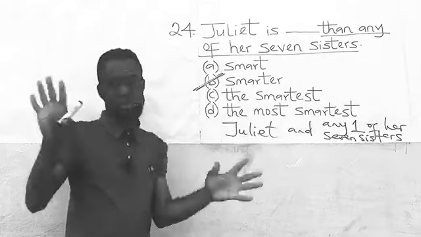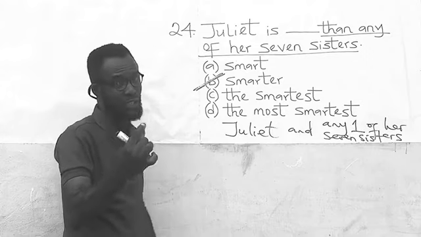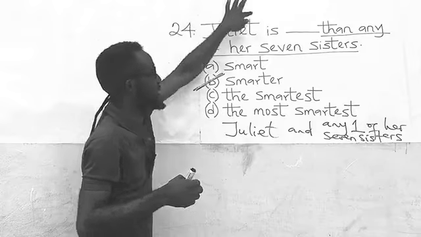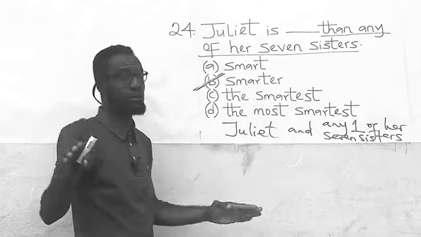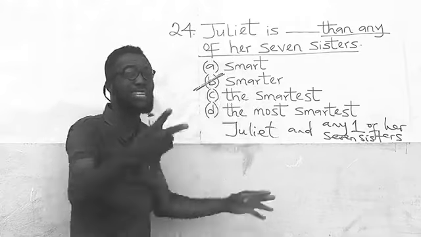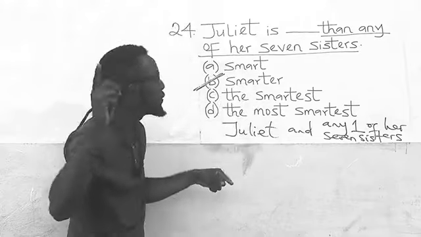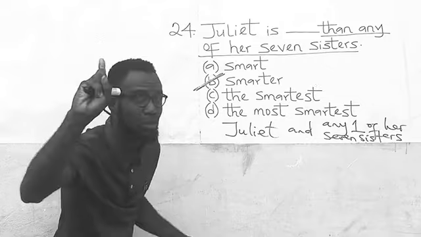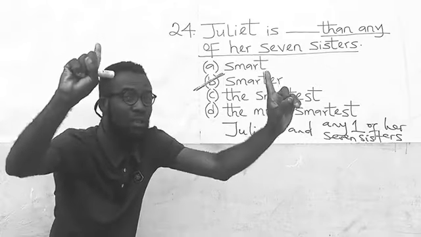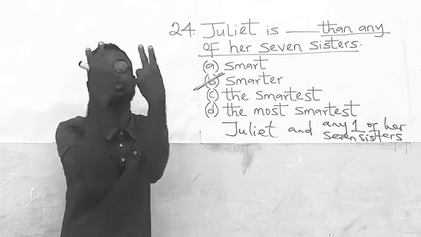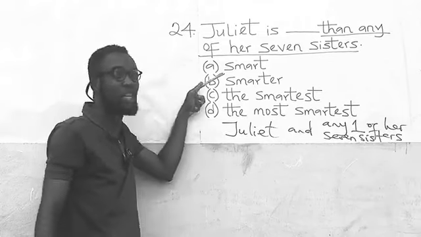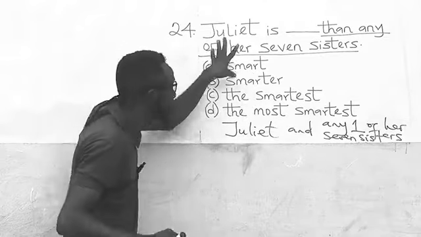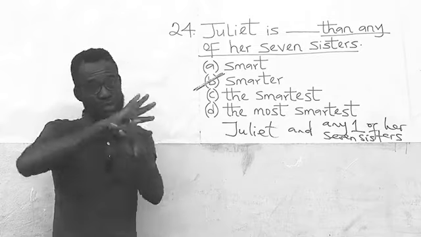I believe that is understood. I know you will be thinking that the number of persons compared here is eight, that is Juliet plus her seven sisters. But that is not true. The number of persons compared in this question is two. Juliet compared with any one of her seven sisters. So how many are compared? Two. So we should be using a comparative adjective, in this case smarter. And that is why option B is the correct option for this question. I believe that is understood.